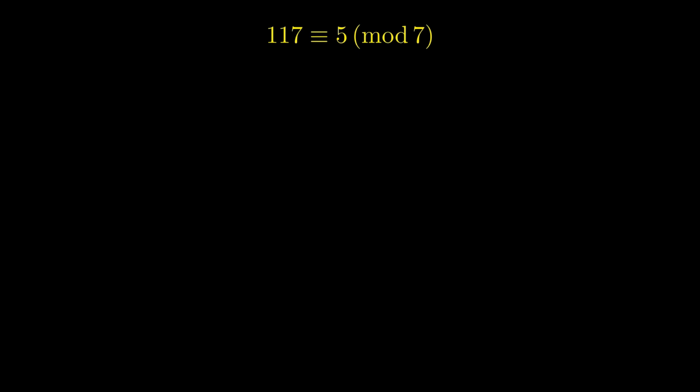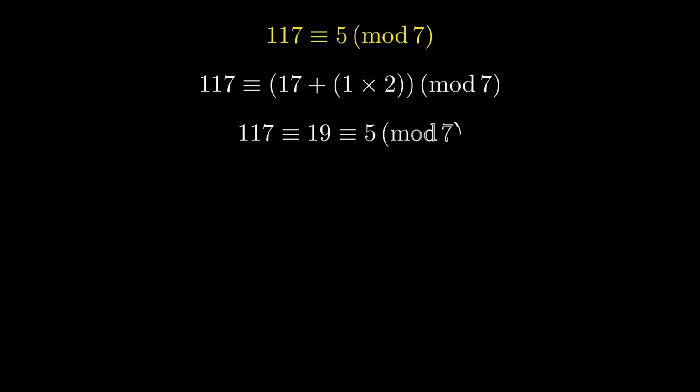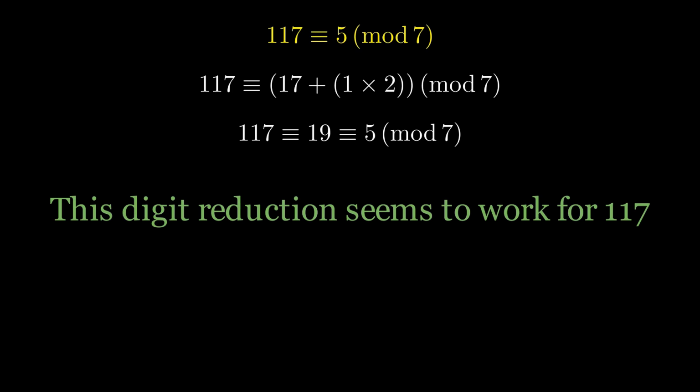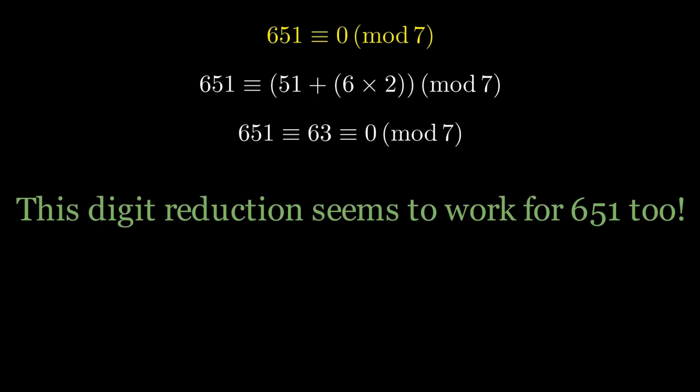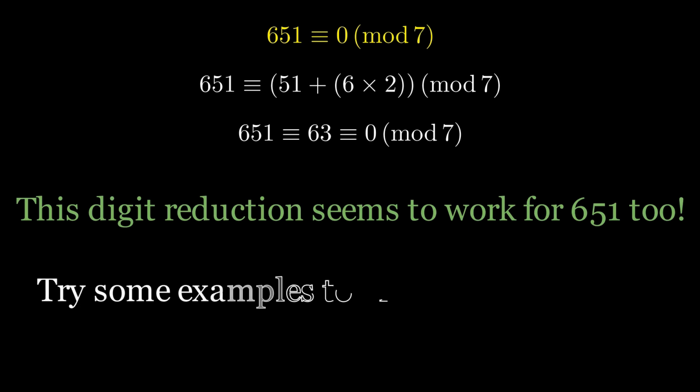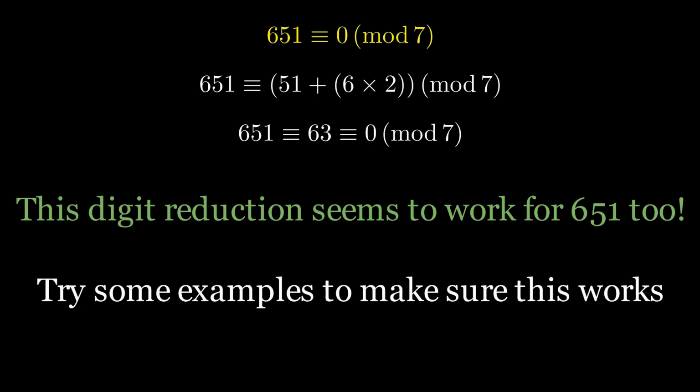We note that 117 is congruent to 5 mod 7 before starting with our algorithm. Now using the algorithm we get 117 is congruent to 19 mod 7, and 19 is congruent to 5 mod 7, hence it works for 117. Take another 3-digit number, let's say 651. We note that 651 is congruent to 0 mod 7. Now using the algorithm, we get 651 is congruent to (51 plus 6 times 2) mod 7. So we get that 651 is congruent to 63, which is congruent to 0 mod 7.